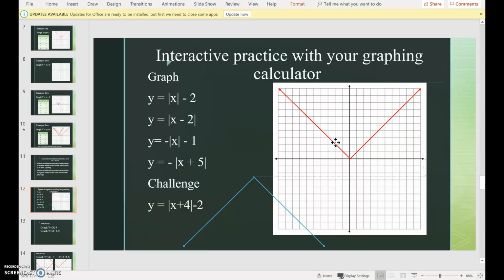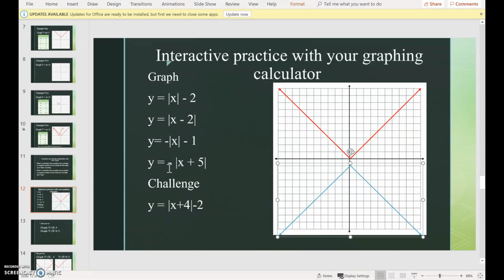All right, the next one, y equals the negative absolute value of x minus 1. Well, now I need to go over here. And so that would be here, but it says minus 1. So I'm going to shift that down 1, and that would be the next one.